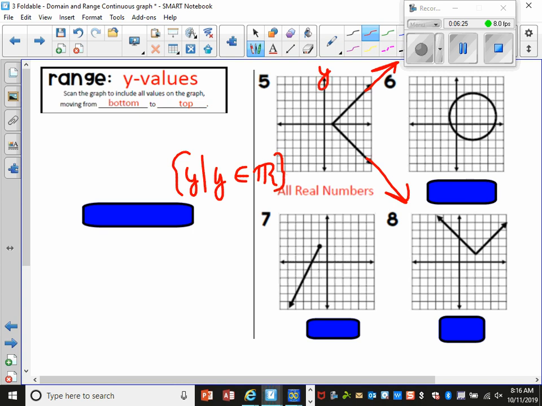Y to the sky. That's the axis that's vertical. So as that continues to open up, it's going to be covering the y-axis.